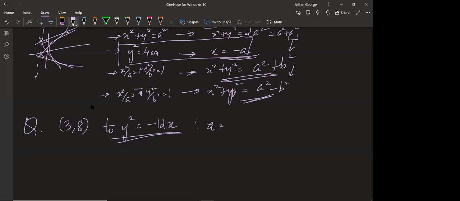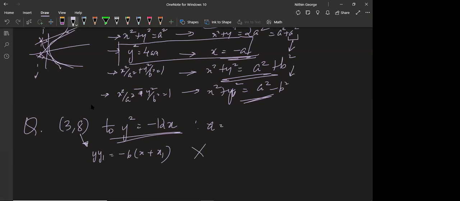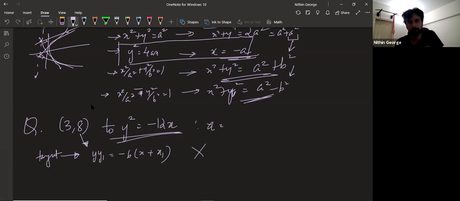Should we do it like yy1 equals 2a times x plus x1? Can we use that formula, and then substitute the point 3, 8? This will be wrong. T equal to 0 is this equation, but it is not a tangent unless 3, 8 lies on the parabola. Remember that. That's a very important condition.